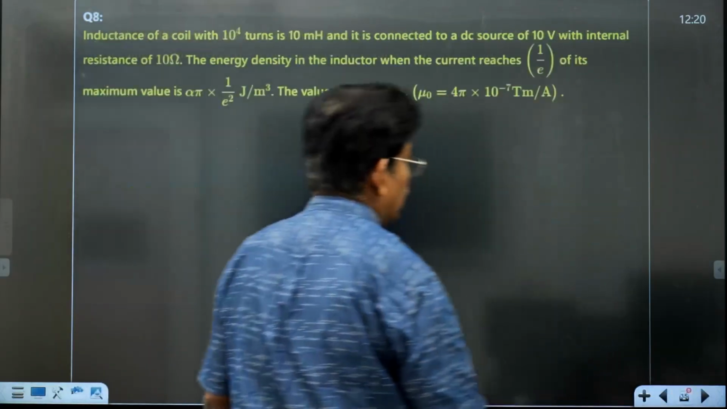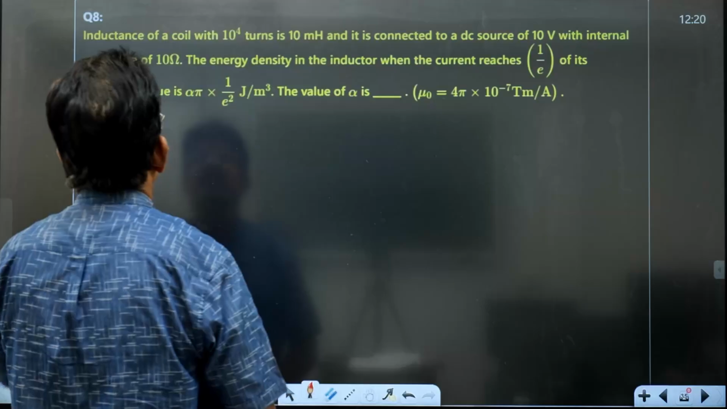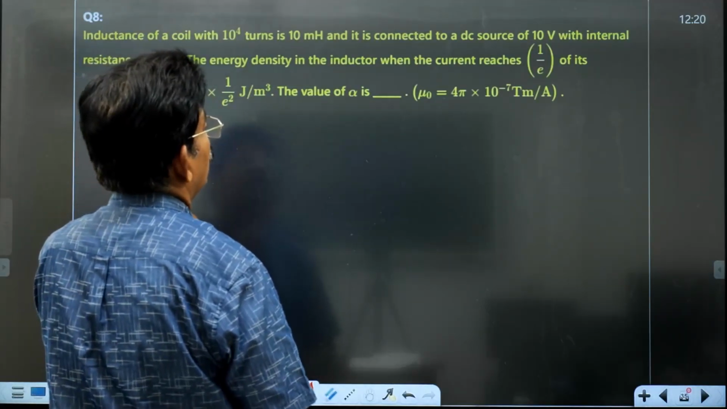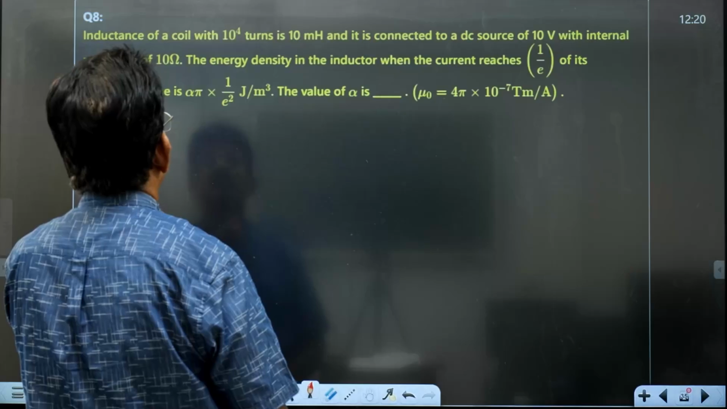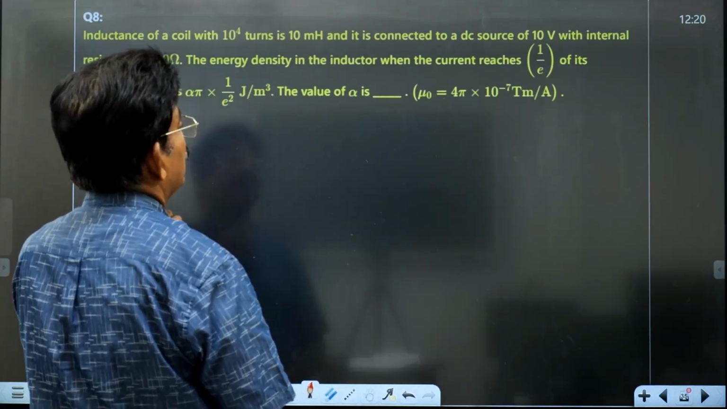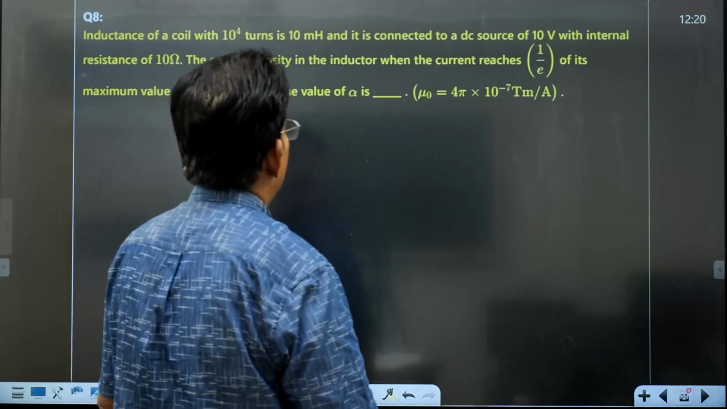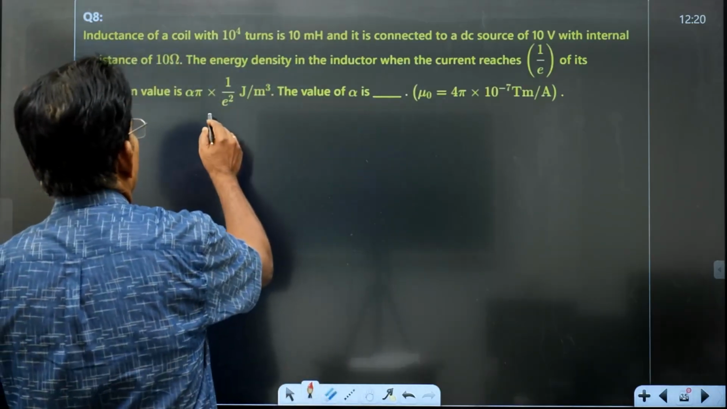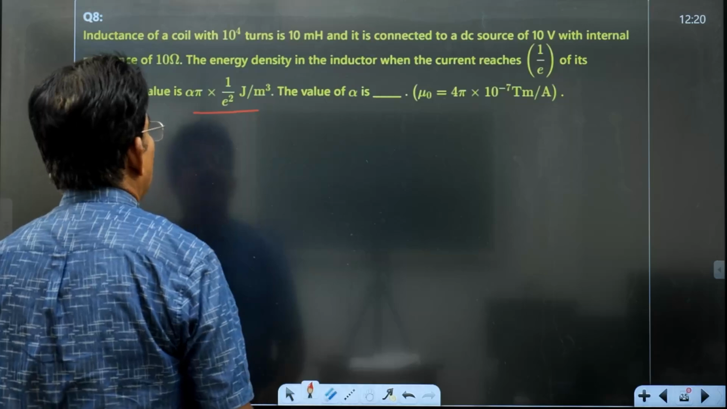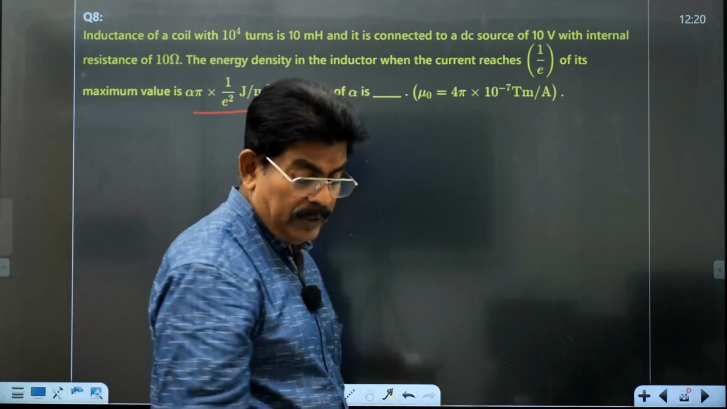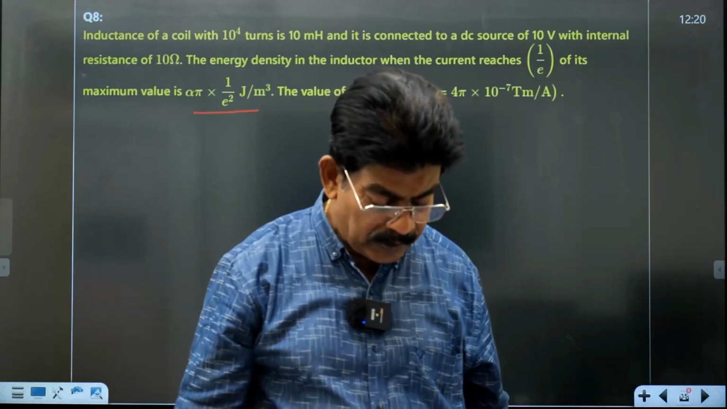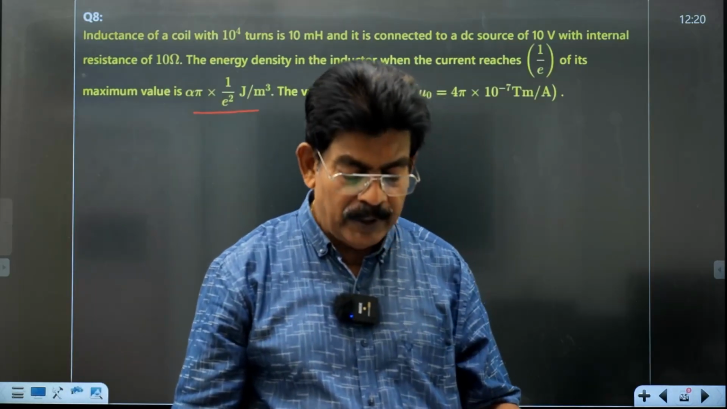We go to the next question. Tell me, an inductor coil of 10 to the power of 4 turns, 10 millihenry, is connected to a source of EMF with internal resistance of 10 ohms. Energy density in the inductor when the current becomes 1 by e of its maximum value. Here, don't worry about the value of E. The answer is also given in terms of alpha pi. We have to calculate the value of E, isn't it?